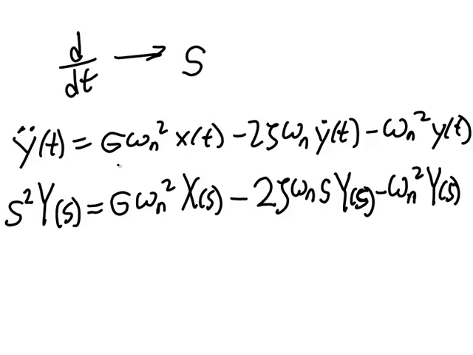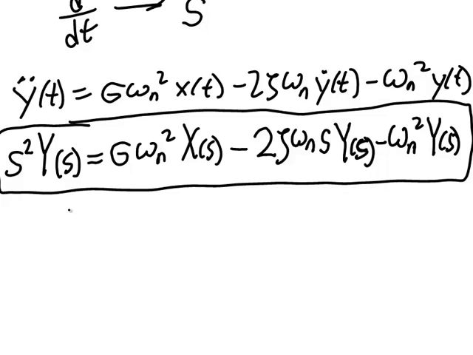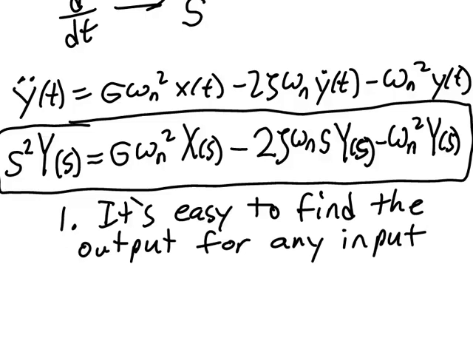You'll notice that in my new equation, we don't have any derivatives at all. In other words, this isn't a differential equation at all. It's just an algebraic equation. So why would this be useful to us? Well, there are two reasons in particular. Reason number one is that it's easy to find the output for any given input. In the next video, I'm going to be going into this in detail to show you how you can use the Laplace transform of an equation to find the output for any given input.